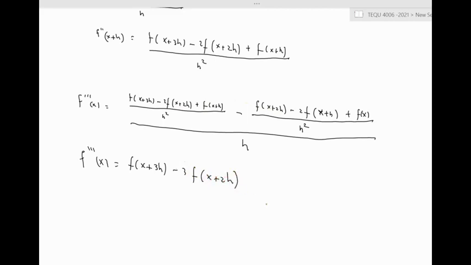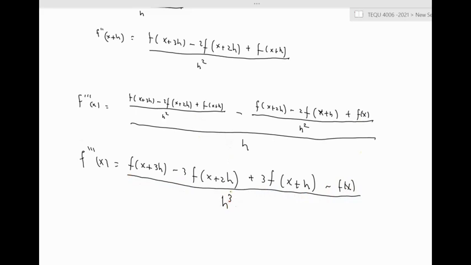Now, how about this one? This one here is positive, and there's a negative here with a negative here. That will make this part here positive 2, and this is 1, so I have plus 3f of x plus h. Now, there's a negative here with a negative here, with a positive here. That will make this minus f of x, and the whole thing divided by h to the cube. See?